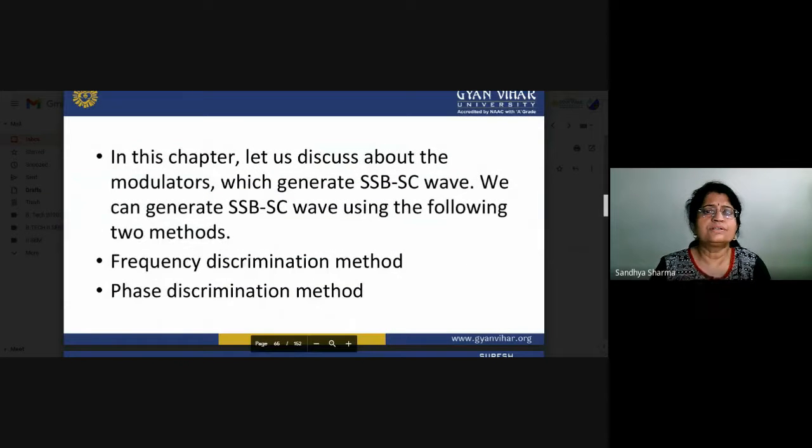So now we will see how we can generate our SSB-SC signal. What are the basic methods or modulators by which we can generate SSB-SC signals? As we have seen, we have to use precise filters for selecting either of the sidebands, either the upper sideband or the lower sideband.